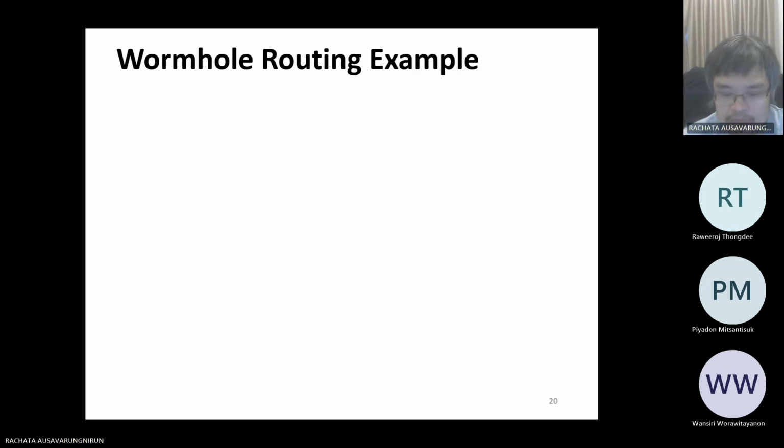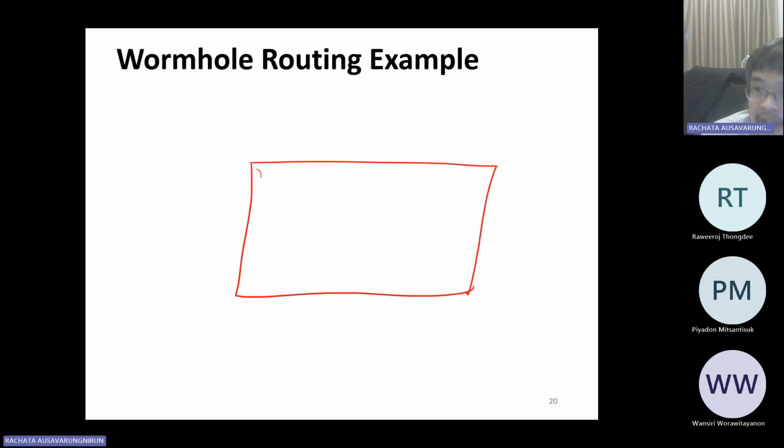Wormhole routing. So let's go through some examples here. So let's say I have the router in the middle. So let me draw it a little bit big here, right? I have the buffer at the output port. Let's say everyone wants to use the output port here, right?